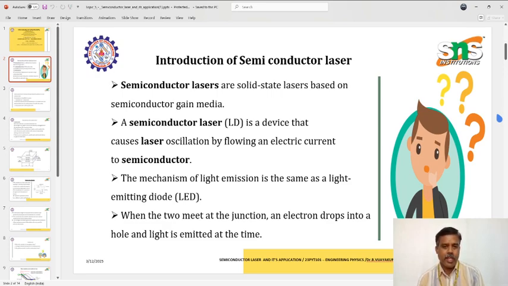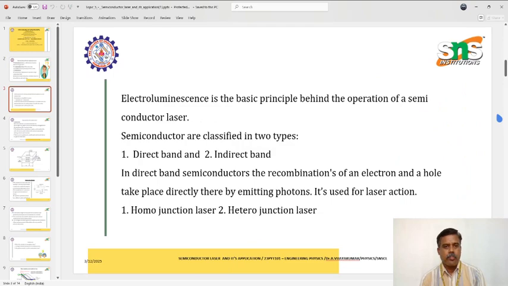The mechanism of light emission is the same as a light emitting diode, LED. When the two meet at the junction, an electron drops into a hole and light is emitted at that time. The principle of semiconductor laser is electroluminescence. Now the operation of semiconductor laser.